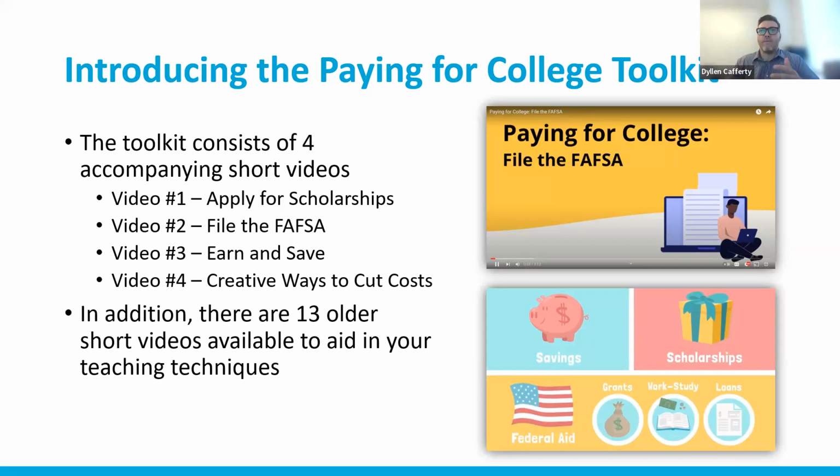So right now we just have four: scholarships, FAFSA, earn and save, and cut costs. In the future, we may have the option for those individual student situations. But this is just to aid you and whoever, and provide more information for these different topics.